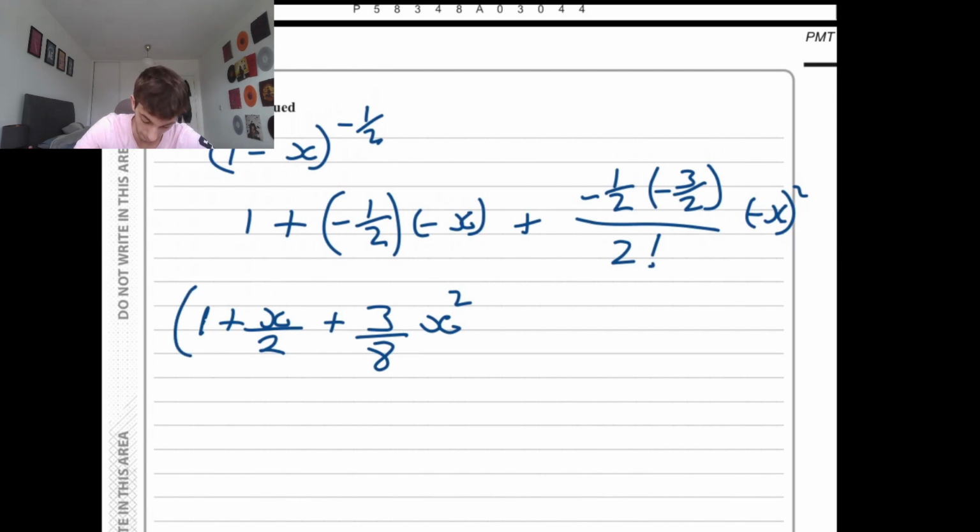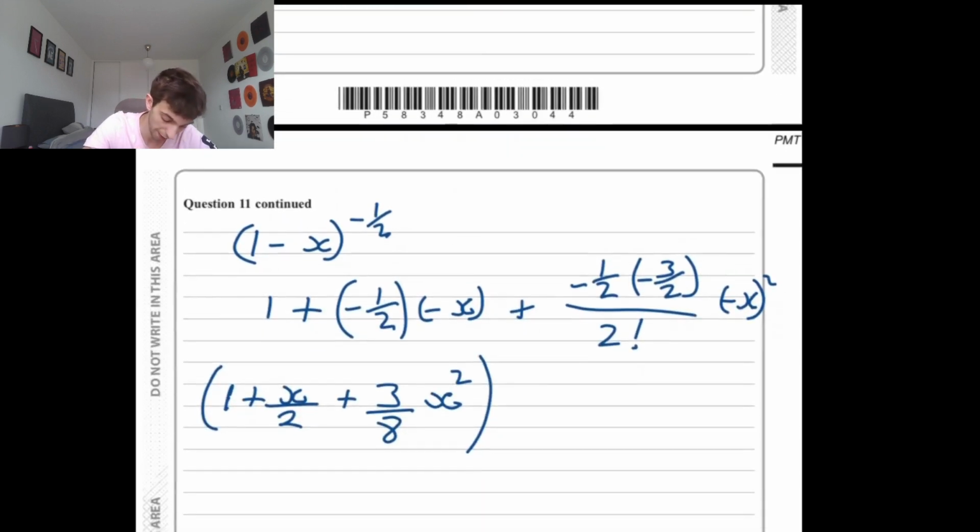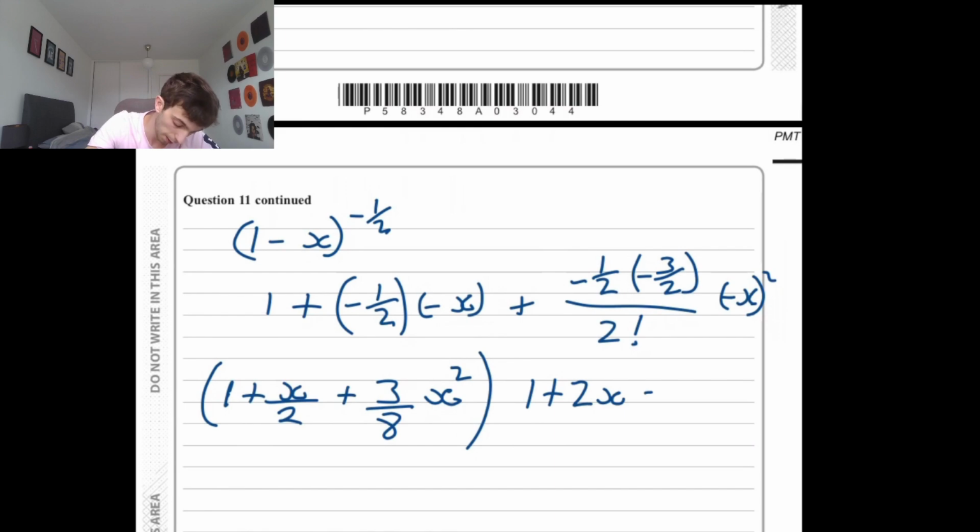So there we have it. So we have this 1 plus x over 2 plus 3 over 8x squared. And then we also have from before that 1 plus 2x minus 2x squared.